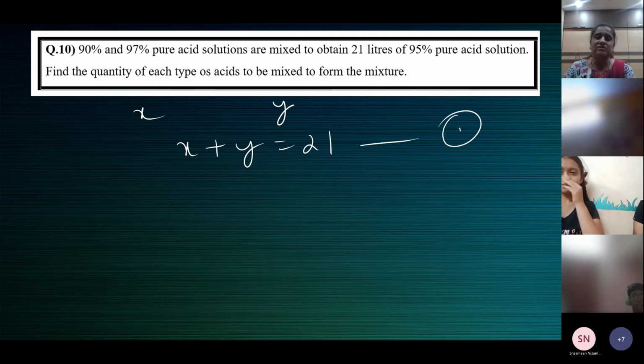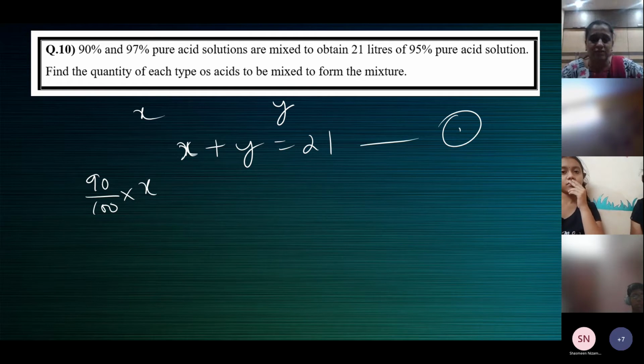The next one is about the percentage of acid. What is the percentage of acid in X? 90% of X, 90 by 100 into X. X is the quantity of the first type, the total volume of the first one. But in that X liters, what quantity is acid? 90% of it is acid. So 90 by 100 into X is acid.